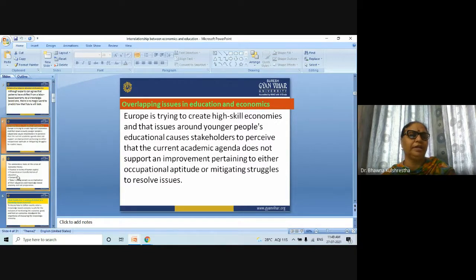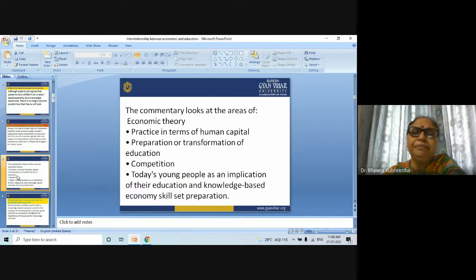The area of the commentary looks at the areas of economic theory and practice in terms of human capital, and the preparation or transformation of education, and the competition of today's young people as an implication of their education and the knowledge based economy.